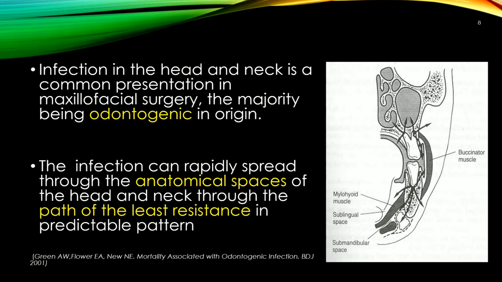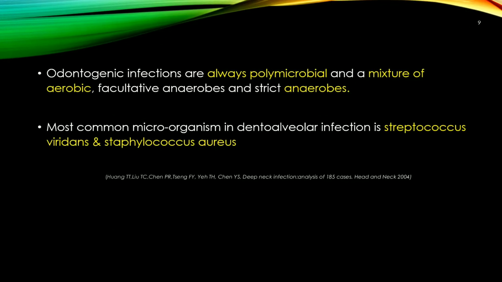The most common infection in the maxillofacial region is of odontogenic origin, originating from the tooth, and it usually spreads through the anatomical spaces where there is least resistance, that is, in between the fascias and in between the muscles. However, all infections are polymicrobial, but in odontogenic infection Streptococcus aureus and Streptococcus mutans are very common.